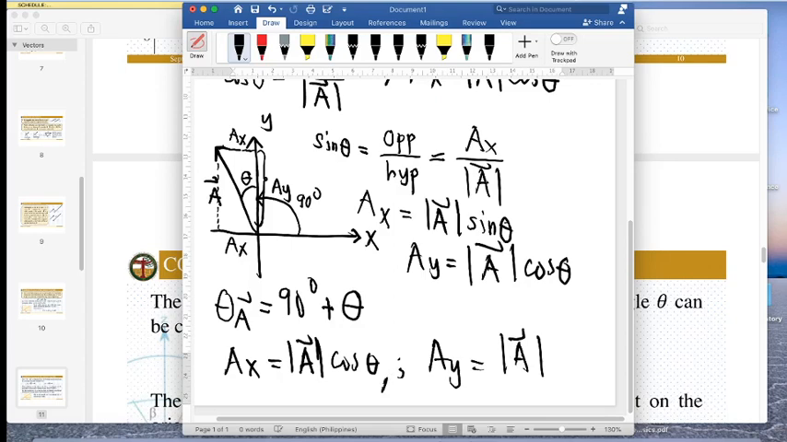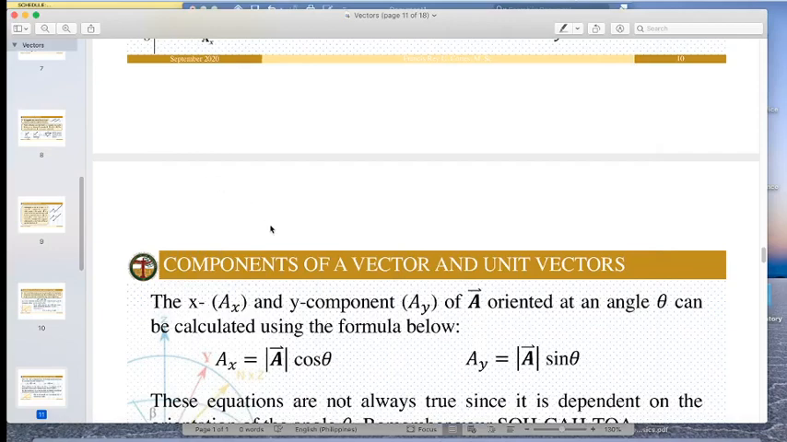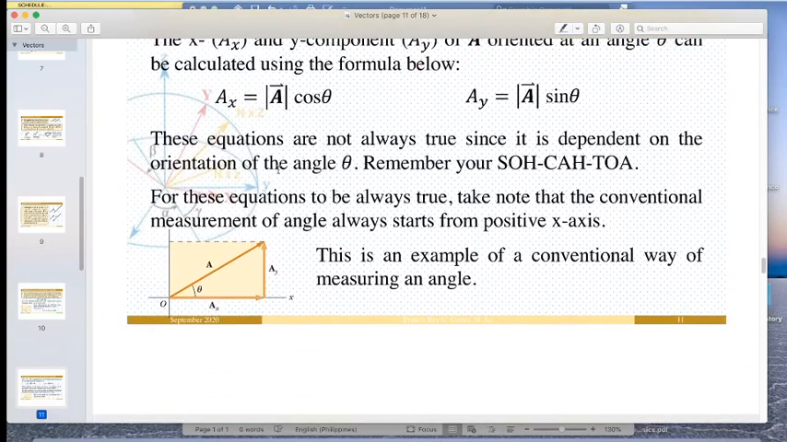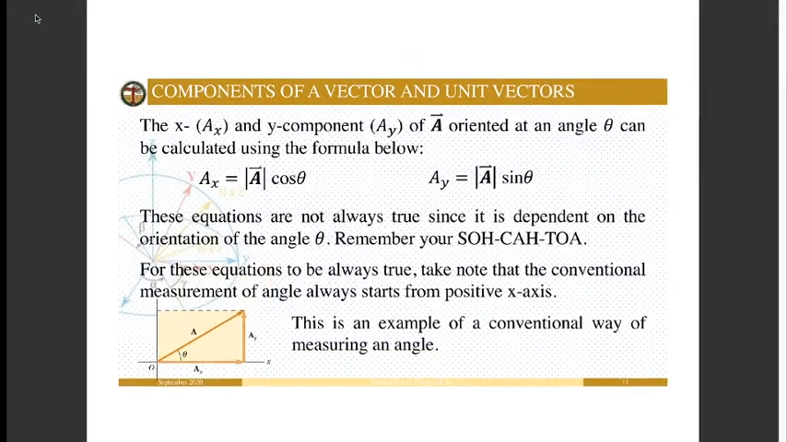Oh, this is your vector A, your sine theta A. So the theta A here is actually the shifted angle. Meaning I will shift the angle theta, the original orientation of your A, by adding 90 degrees. So ganun lang. Okay? So that's how you do that one, the conventional. So this is actually the conventional way of measuring an angle.